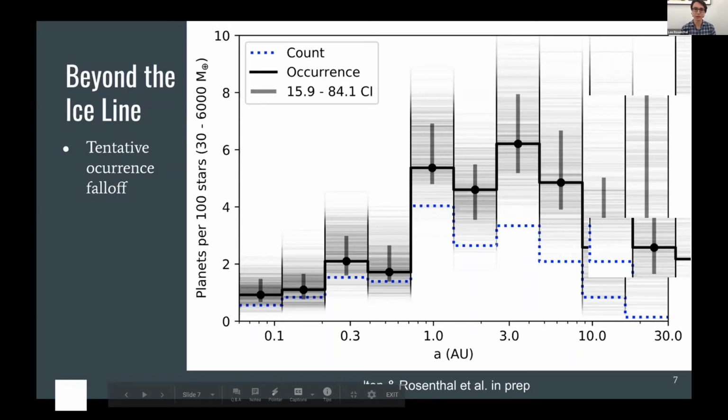to 10 AU. We need to do more work to validate this result, but if real, this might say something about the inward migration of gas giants or about a lack of in situ giant formation beyond 8 AU due to low gas or planetesimal density.